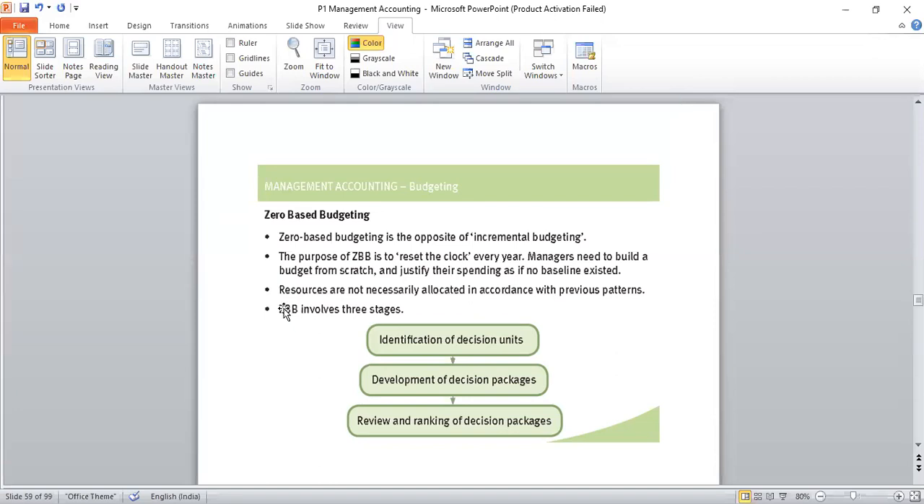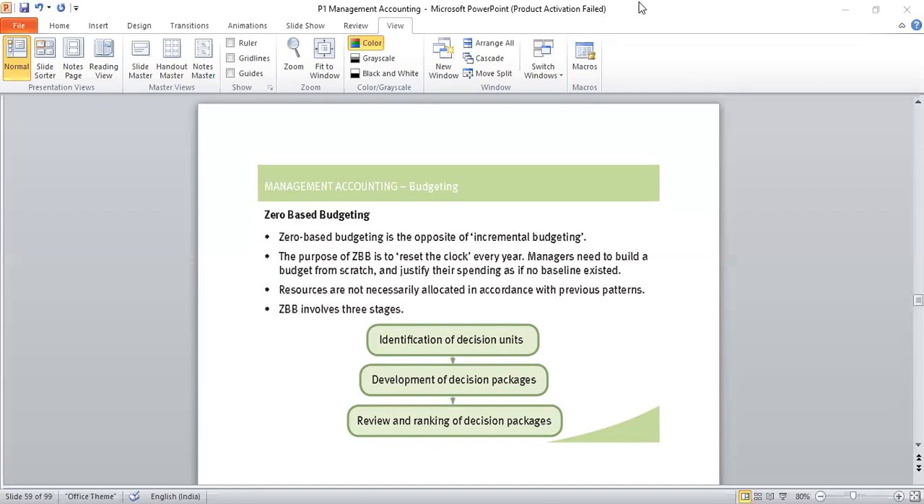Managers need to build a budget from scratch and justify their spending as if no baseline existed. So that has to be taken up through thorough research. They cannot just include any figure, because the ones who are involved in preparing the budget also need to justify why these amounts are included in the budget. So that justification has to happen there. When the justification has to happen, then they are extra cautious, and they take proper care in anticipating the figures to be included in the budget.